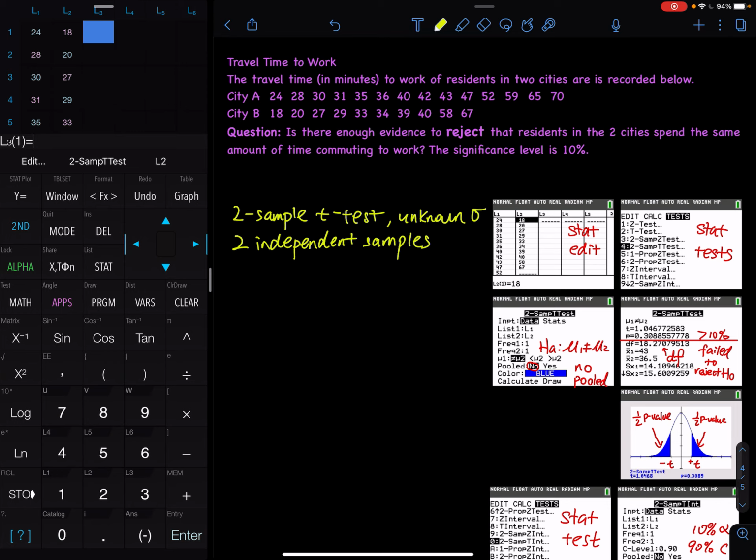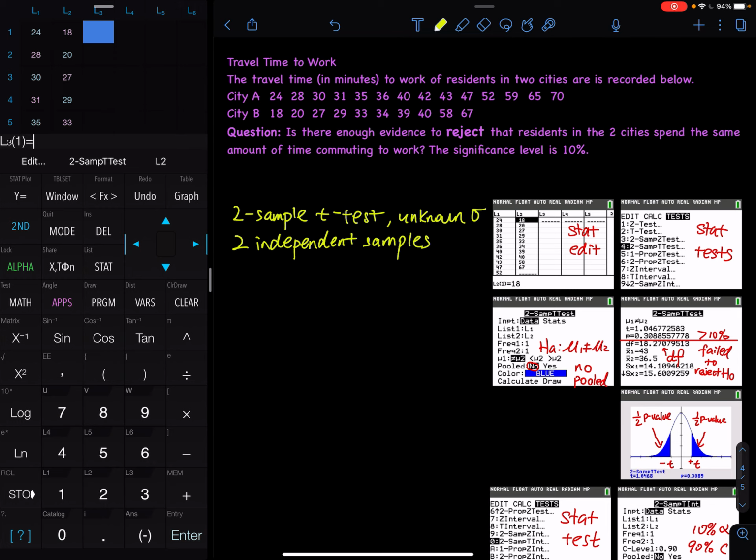So pause the video, take some time to input city A to L1 and then city B to L2. All right, don't make any mistakes. If you miss one data, then the entire problem is wrong. All right, so after the data is finished, where do you go?